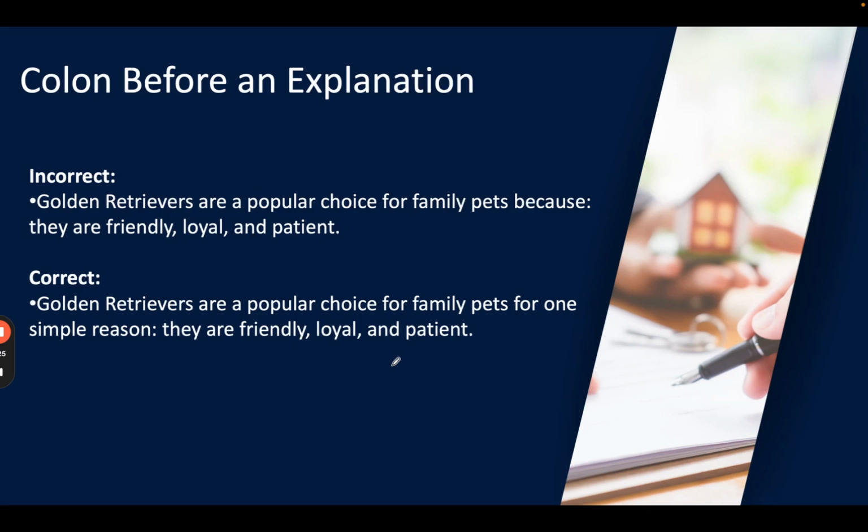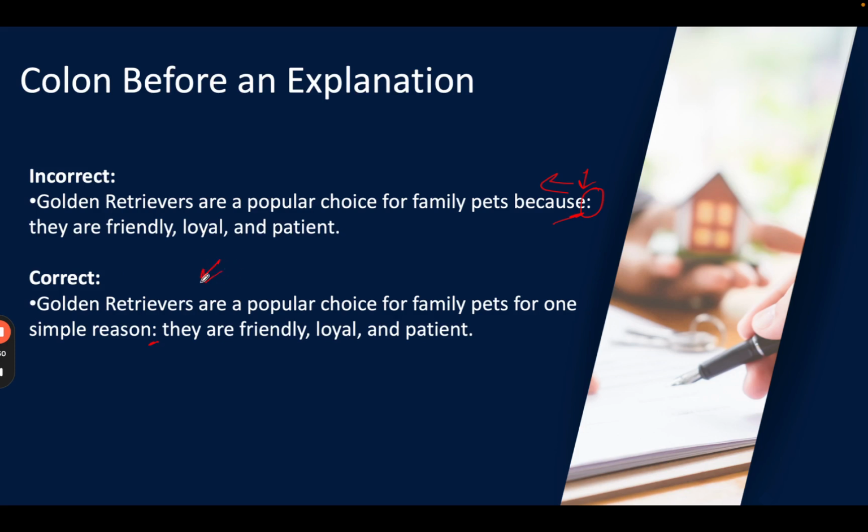Now, when it comes to an explanation, let's read the sentence. Golden retrievers are a popular choice for family pets because, colon, and they have used a colon right here, which is incorrect again because I do not have a complete sentence before it. I do require a complete sentence before the colon. Now, let's look at the correct sentence. Golden retrievers are a popular choice for family pets for one simple reason, a colon.